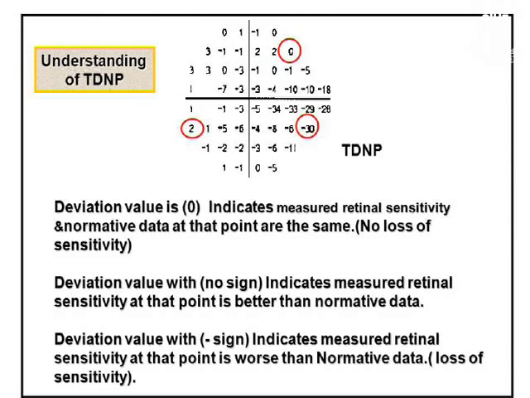So the total deviation numerical plot is nothing but raw data expressed in deviation from normal values. If you see a minus, that indicates the loss of retinal sensitivity. If there is no sign, it is better than normal. 0 means there is no deviation from normal. And we are always concerned with the digits with a minus sign in front of them. What is the loss? Higher the number, higher the loss. Lower the number, lower the loss. So 0 indicates no loss of retinal sensitivity. The plus indicates better than normal, and minus is the loss of retinal sensitivity. For all practical purposes, the total deviation numerical plot can be called the loss of retinal sensitivity plot.